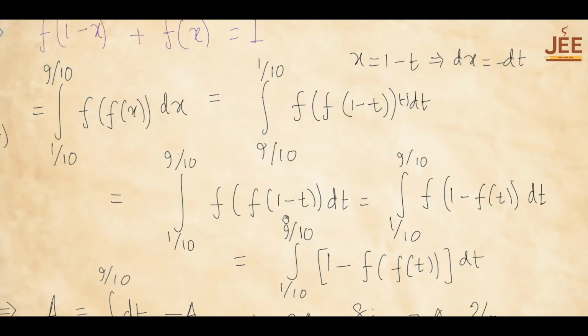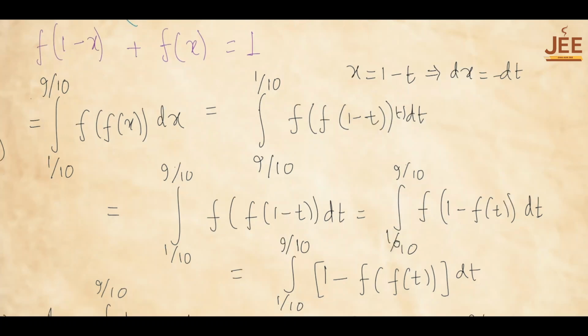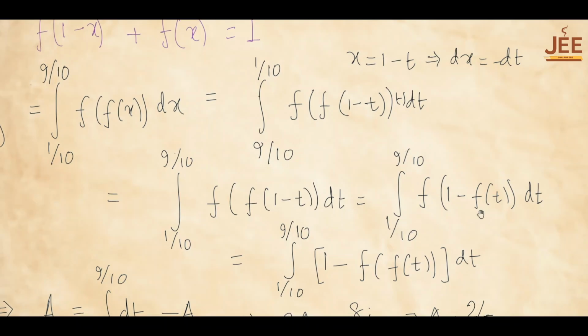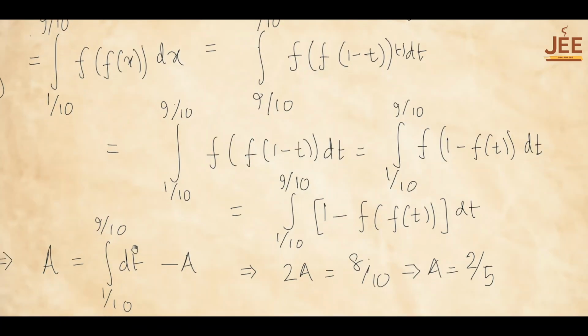Now, f of 1 minus t: you can see that f of 1 minus t is 1 minus f of t, and in the very next step, f of 1 minus f of t. So in this relation, if you replace x by f of t, you will see that f of 1 minus f of t is nothing other than 1 minus f of t. So A turns out to be the integral of dt from 1 over 10 to 9 over 10, minus A itself.